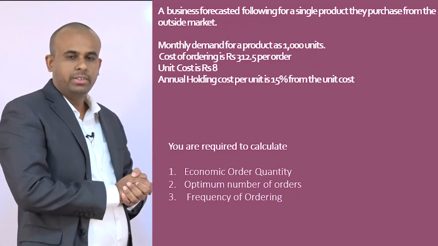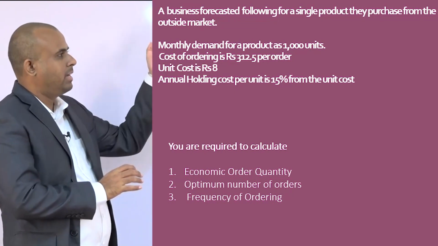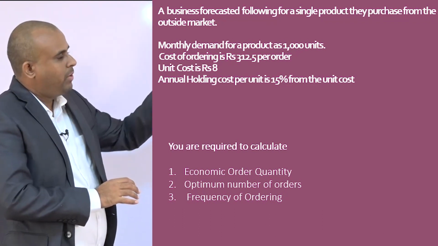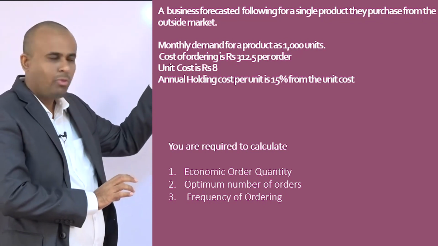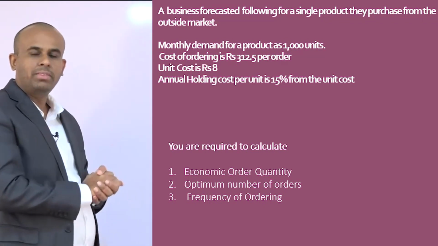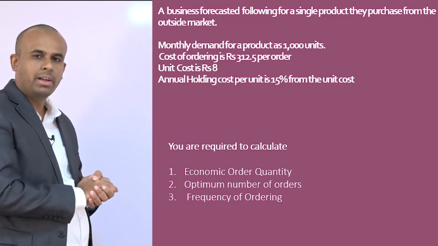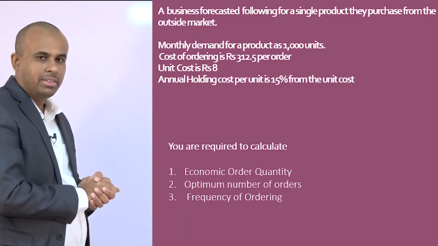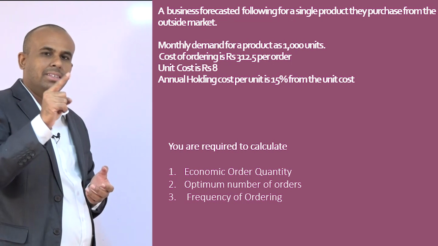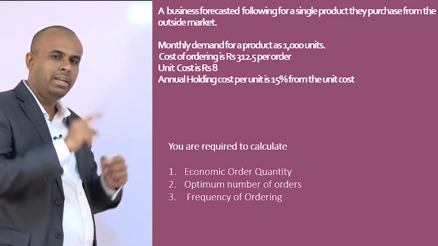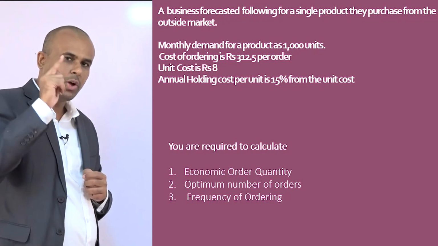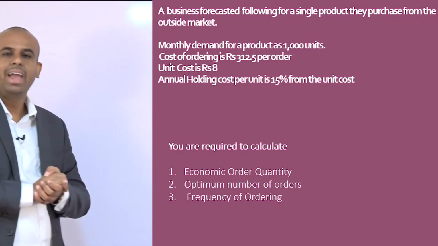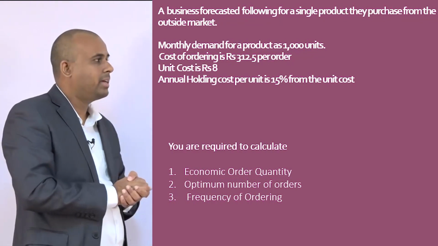Now we will move to the second question. In that question, they say they are purchasing a single product from the outside market, and you can see they have given the demand. Is it the annual demand or the monthly demand? They have given the monthly demand as 1,000 units. Can you use the monthly demand as it is in calculating the EOQ? No. I told you at the beginning, economic order quantity is an annual model. When you are calculating the economic order quantity, you should have the annual demand, right?